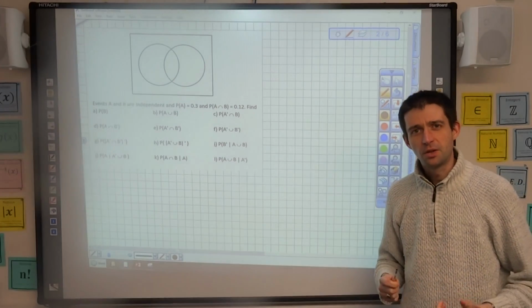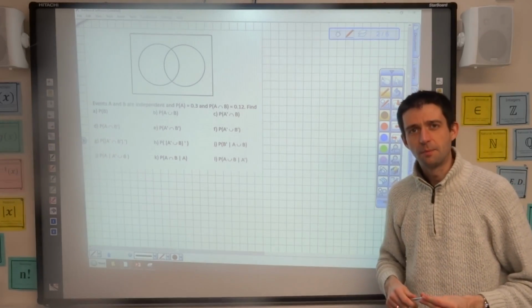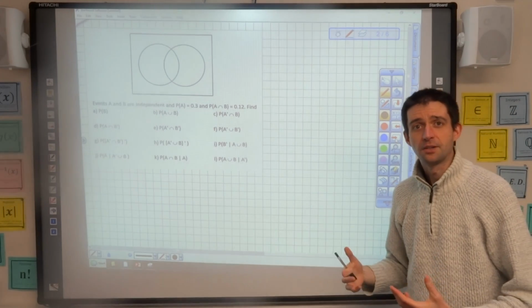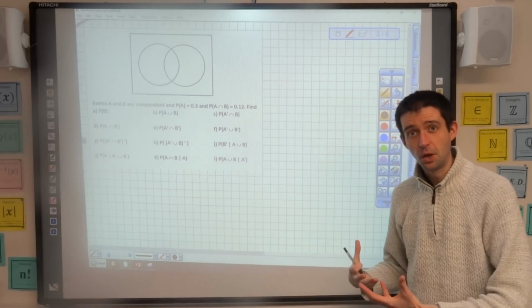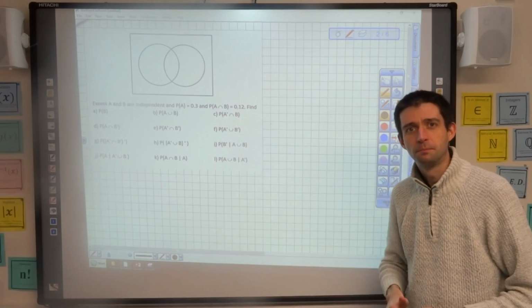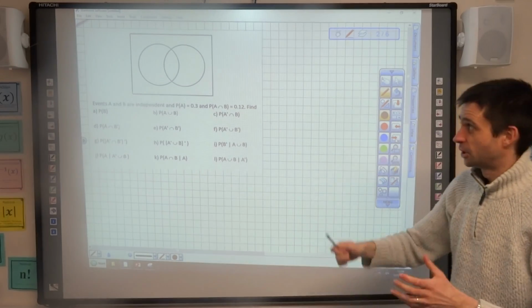This is part 2 on probability Venn diagrams, and in this video we're going to be looking at how to put those formulae we talked about in video 1 into practice on an actual question with numbers. So here we go then.